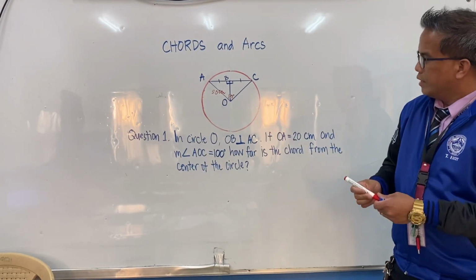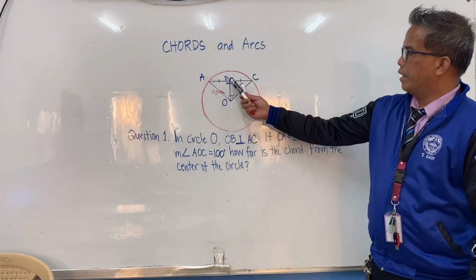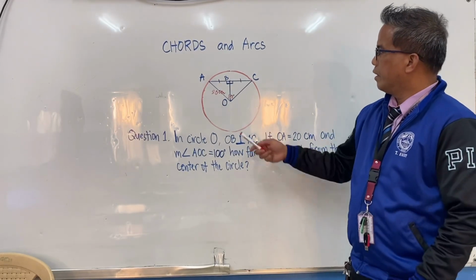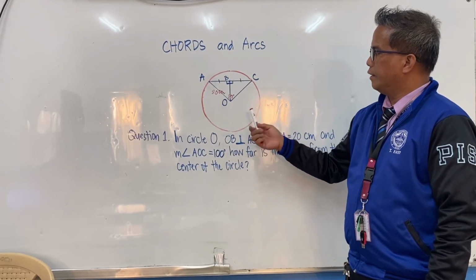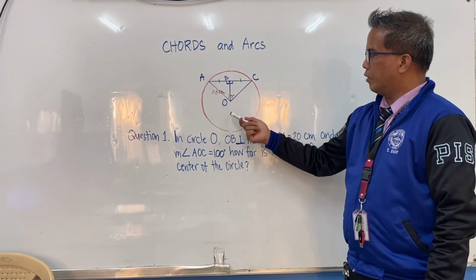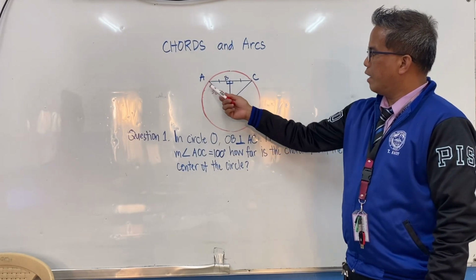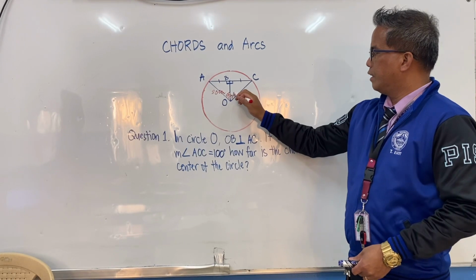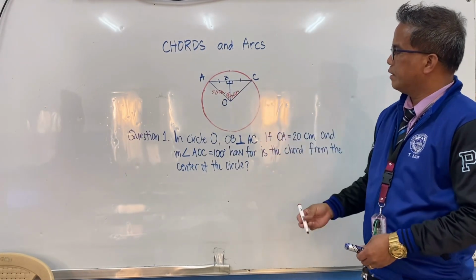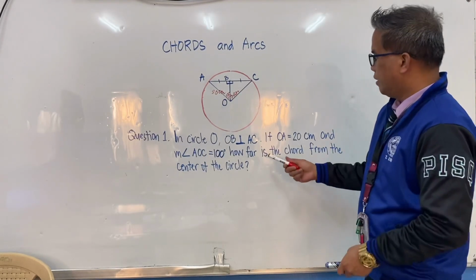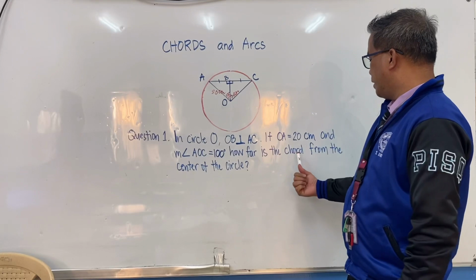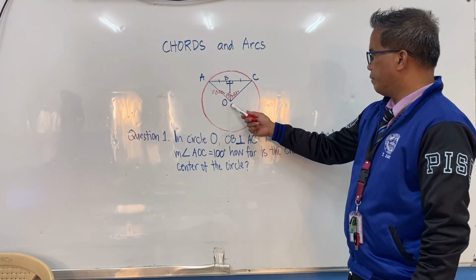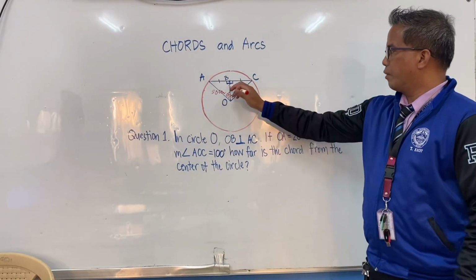Now, since OB is perpendicular to AC, we have a right triangle here. The measurement of angle AOC is 100. So this is now a bisector, so it means angle AOB equals 50 degrees, and this is also equal to 50 degrees, angle COB. The question now, how far is the chord, starting here until point O, the center of the circle? We are going to find this.